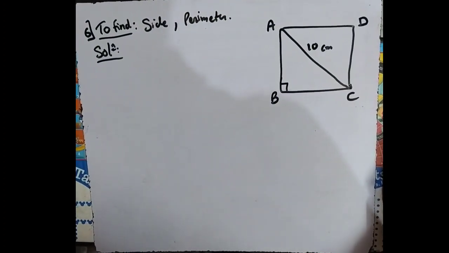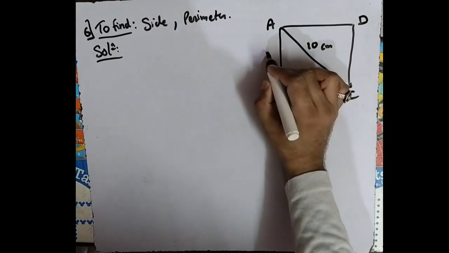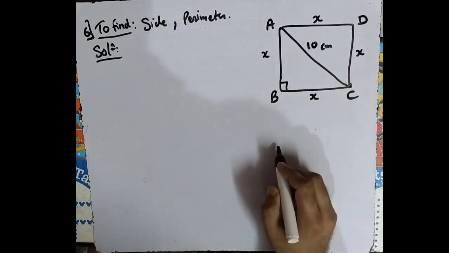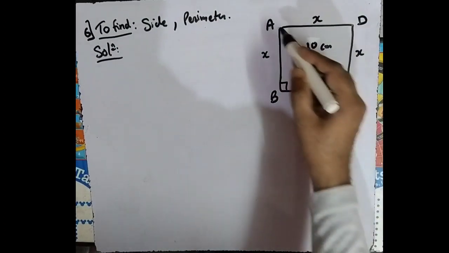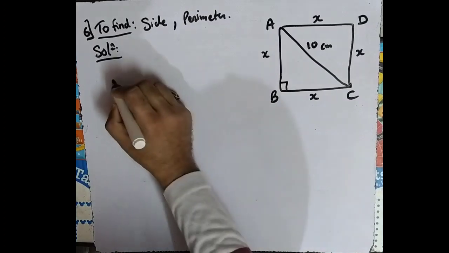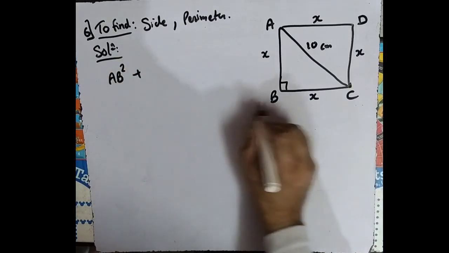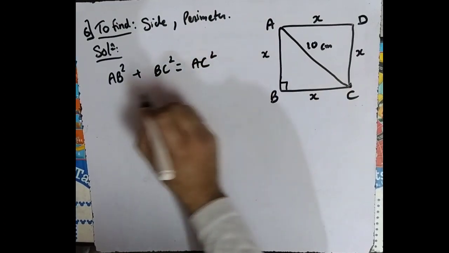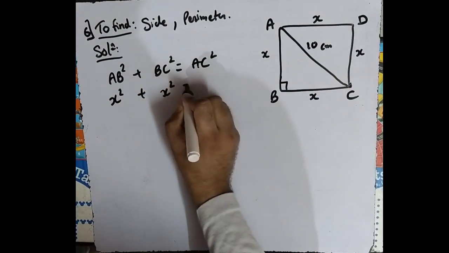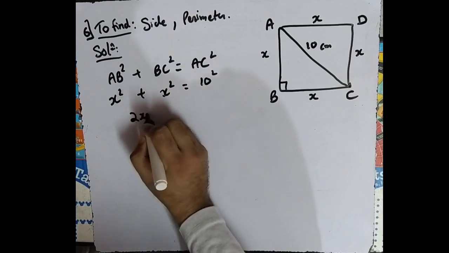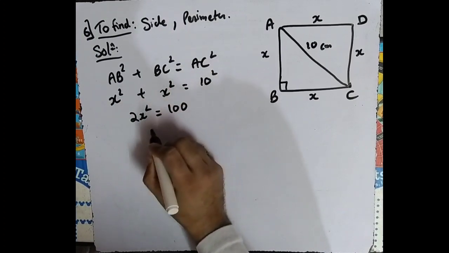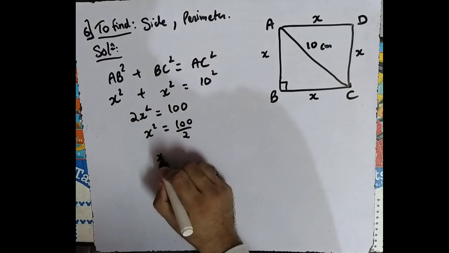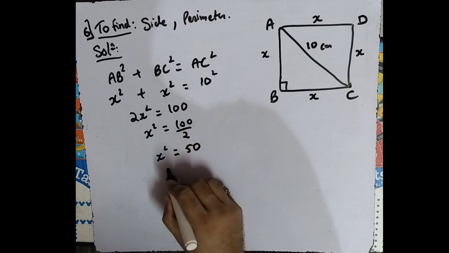By this method, what we will do is assume all the sides of the square as x centimeters, because in a square all the sides are equal. Now in right angle triangle ABC, by Pythagoras theorem, AB square plus BC square is equal to AC square. x square plus x square is equal to 10 square. 2x square is equal to 100. x square is equal to 100 upon 2. x square is equal to 50.